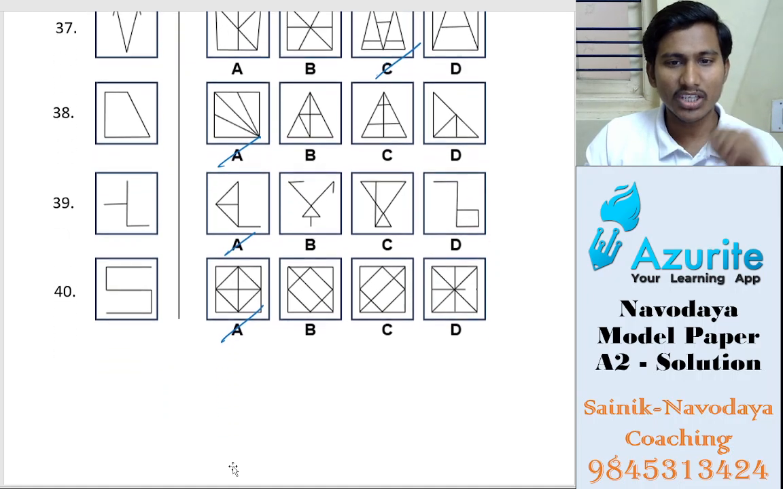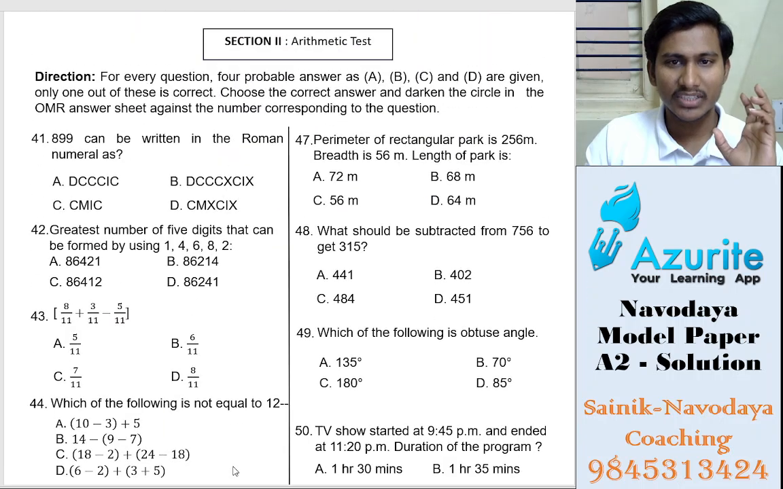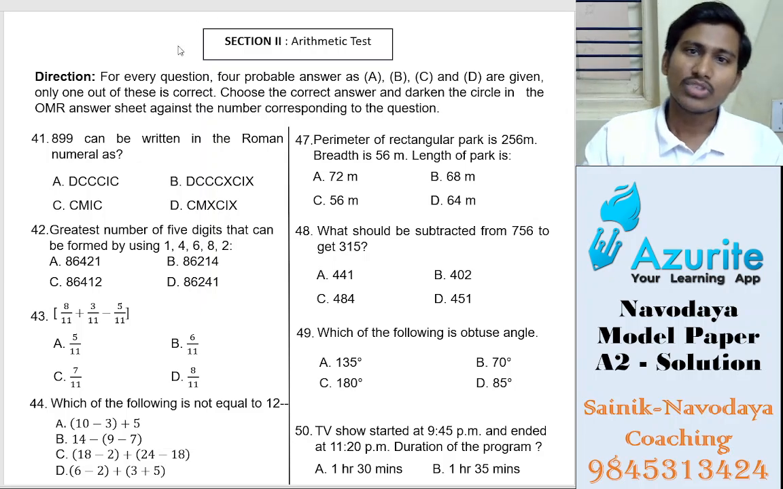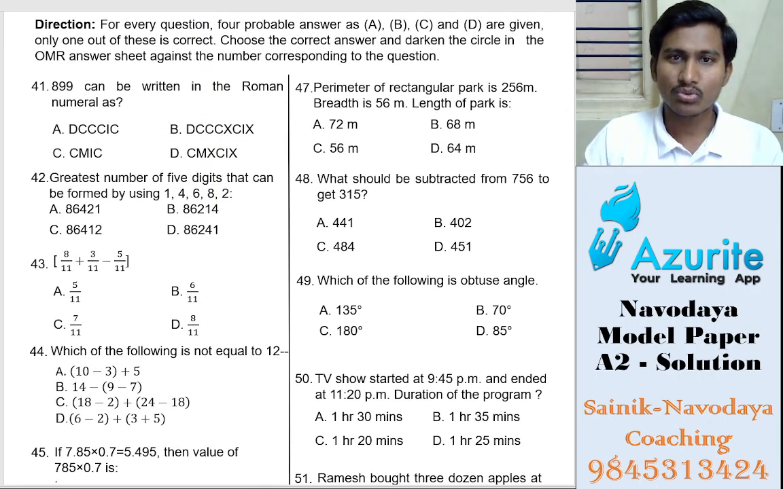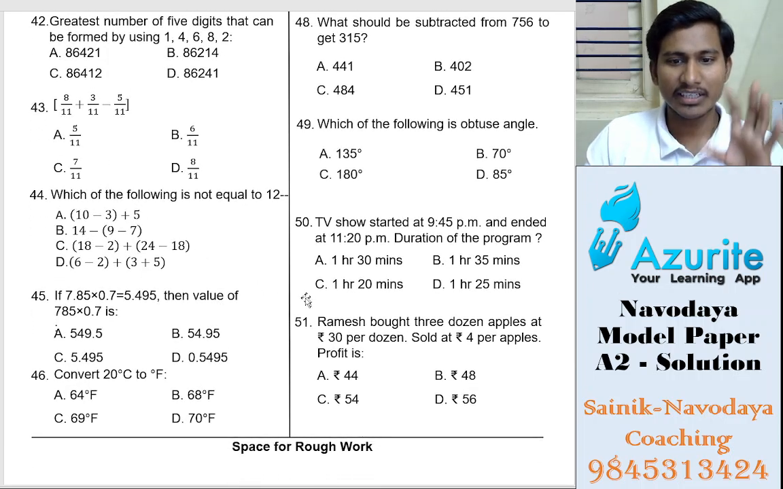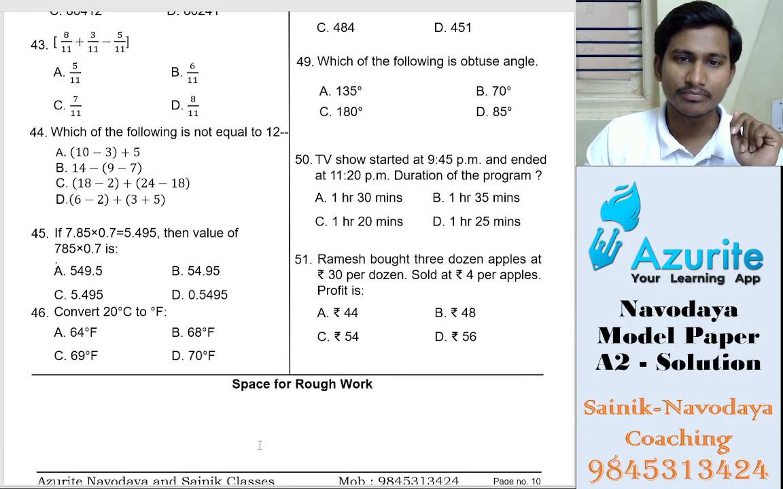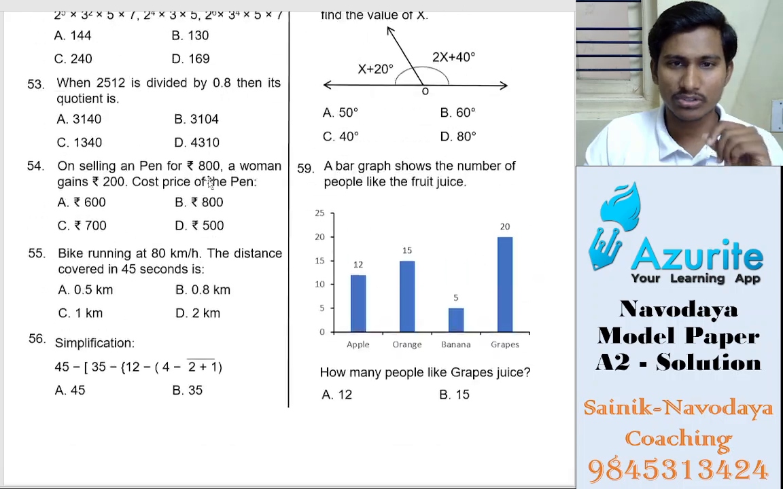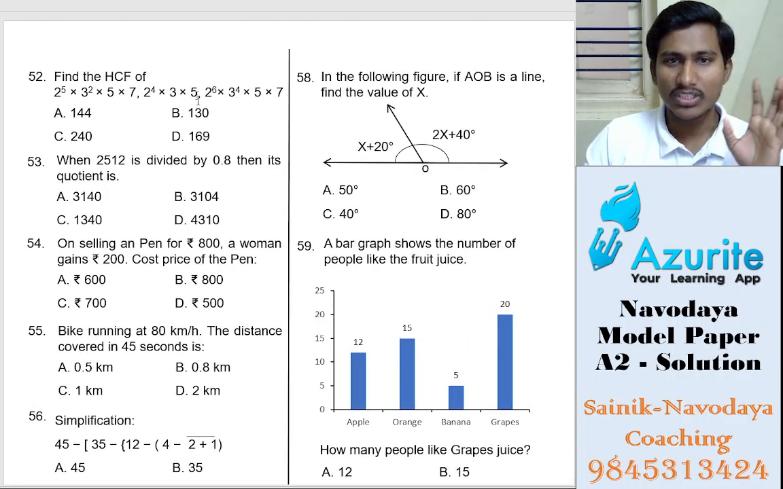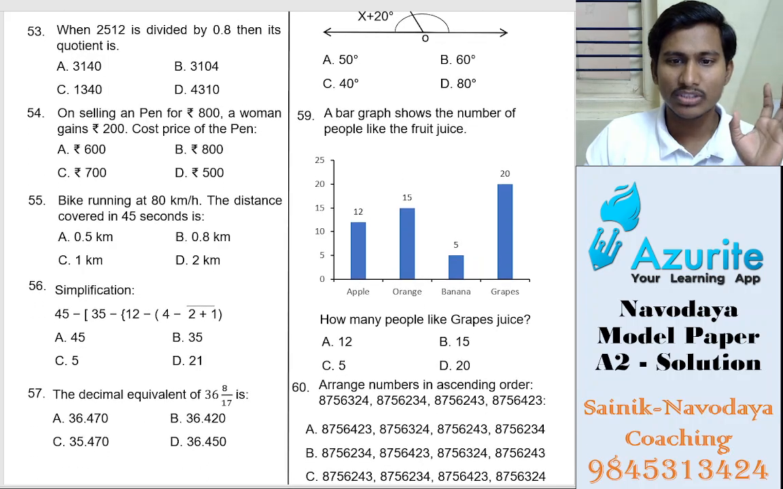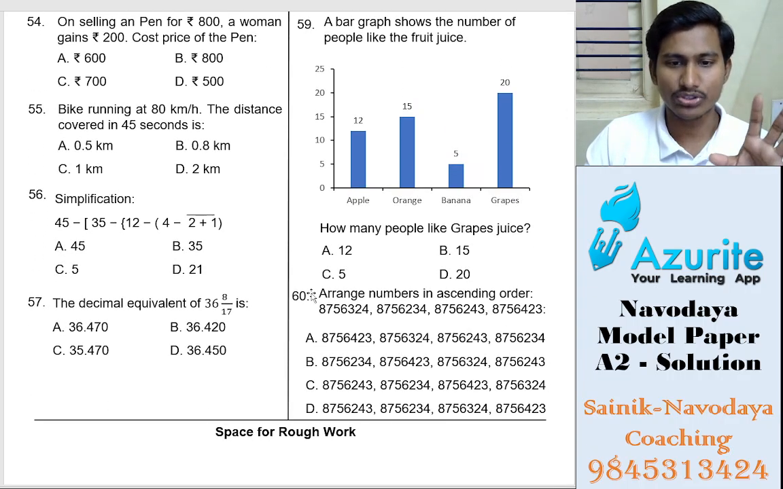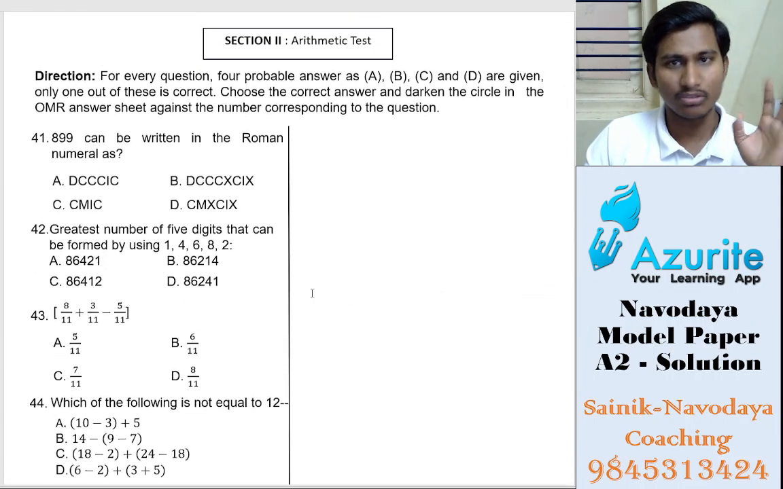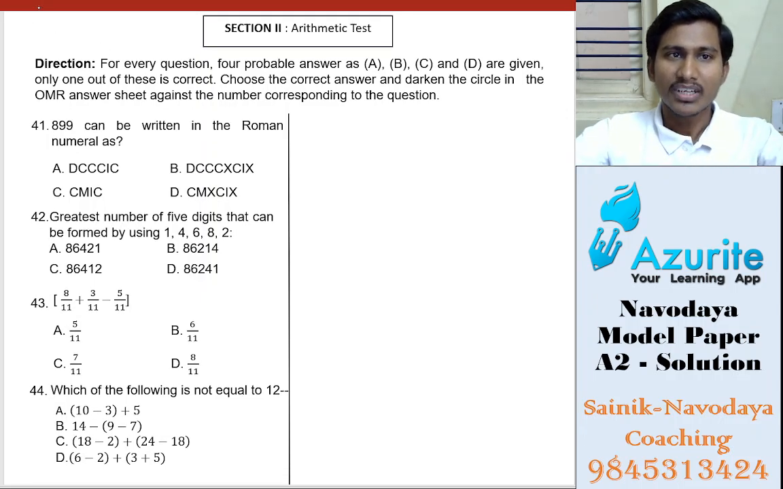Now let's go to the next, that is the arithmetic section. We'll be solving this. This is how the question paper will be, and rough work will be given here, so we have to solve near the question only. There will be questions from 41 to 60. I will take one section at a time and solve it.